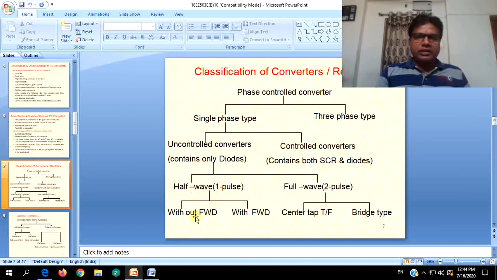These are further divided into half wave rectification without freewheeling diode and with freewheeling diode. We will discuss this again in the following sessions. Full wave 2 pulse: center tapped transformer and bridge type, where the center tapped transformer is the simplest one but costlier because a transformer is involved, and the number of power electronic devices required will be less in this case, whereas in bridge type at least 4 power electronic devices are required for switching actions.